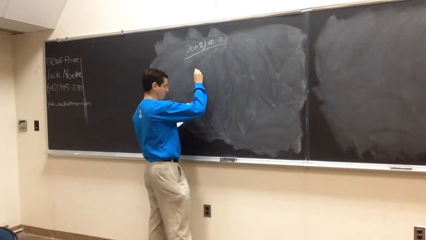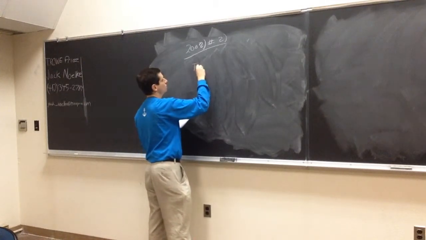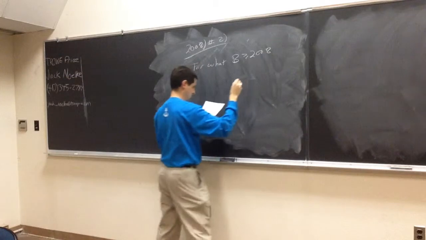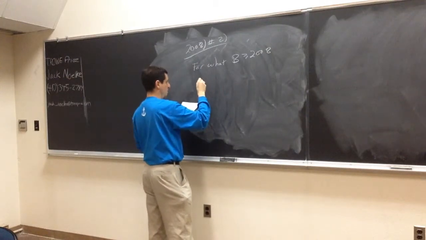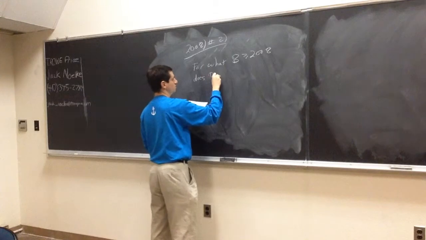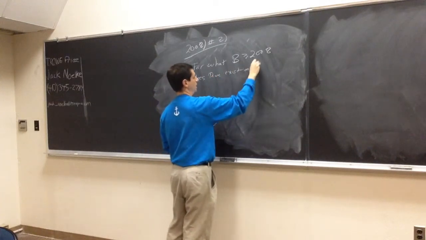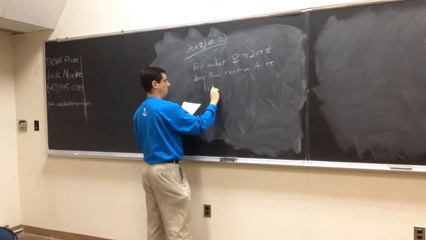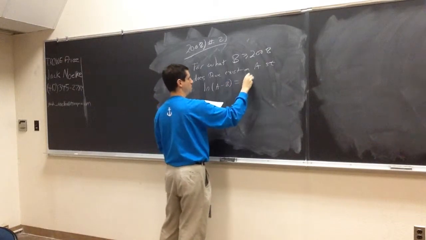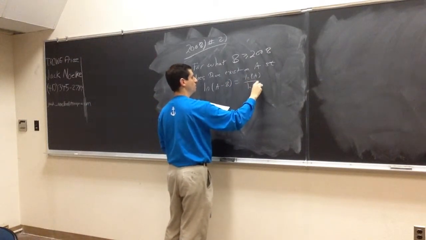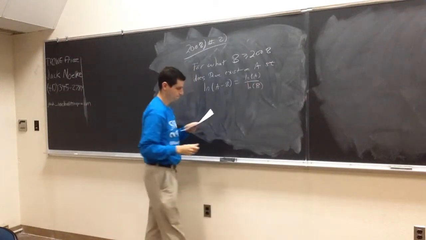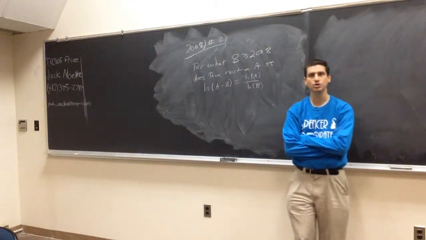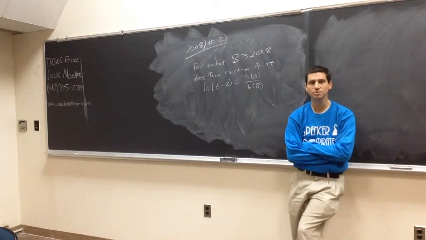All right, so we want to find, for what b greater than or equal to 2008, does there exist an a such that the log of a minus b is the log of a over the log of b. When you're doing problems, it's extremely important that you figure out what you are trying to do. What is our goal for this problem?